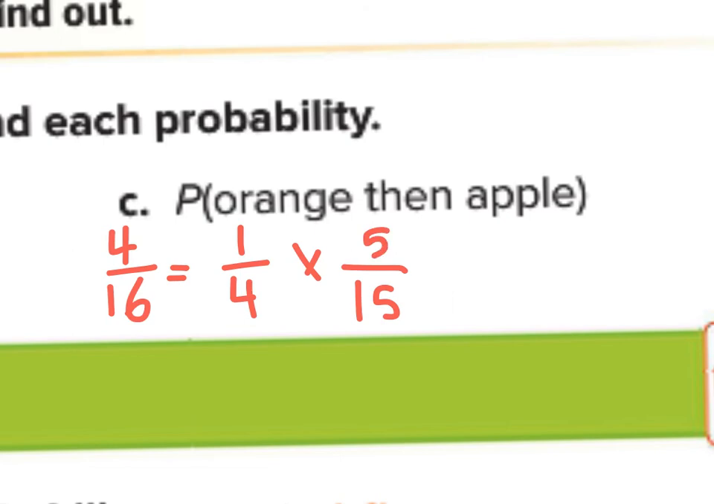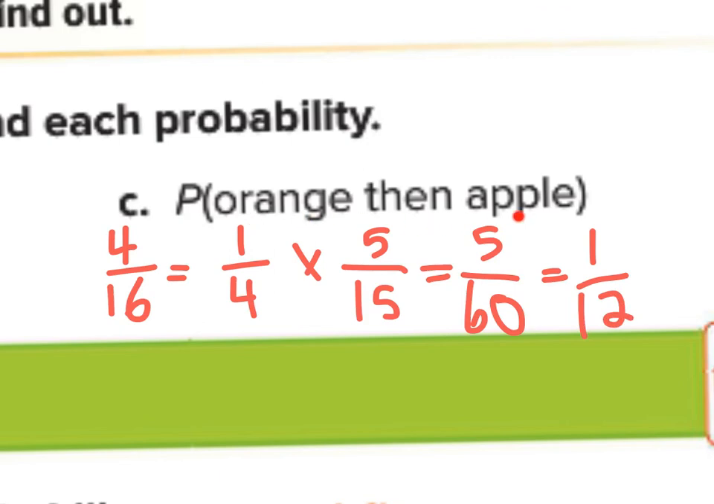And when I multiply, I multiply directly across. There's no cross-referencing there, by the way. I have 5 on top, and then I have 60. And this can be simplified to 1 over 12. Therefore, the probability of choosing first an orange and then an apple is going to be 1 in 12.